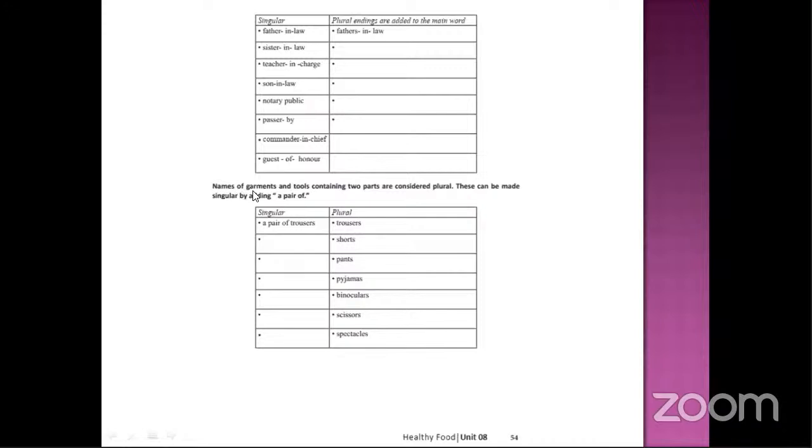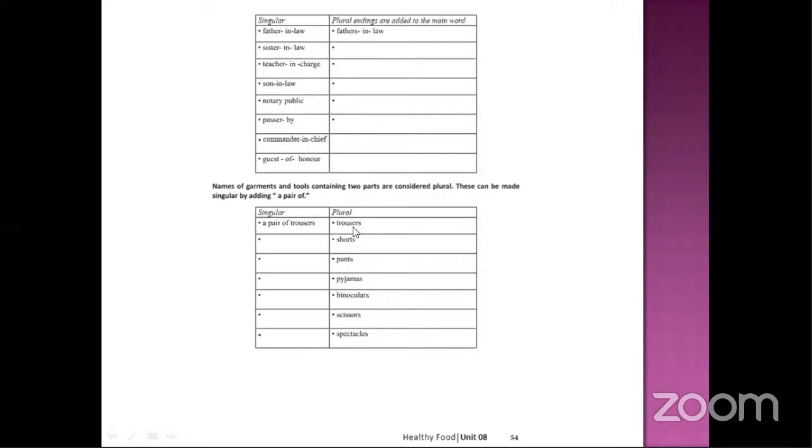Now, next one. Names of garments and tools containing two parts are considered plural. These can be made singular by adding a pair of. Now here, these type of nouns, plural nouns, what happened? Trousers. The main nouns are always used as plurals. Trousers, shorts, pants, pajamas, binoculars, scissors, spectacles. So when you are writing the singular of these nouns, normally we add a pair of. We add this word a pair of.